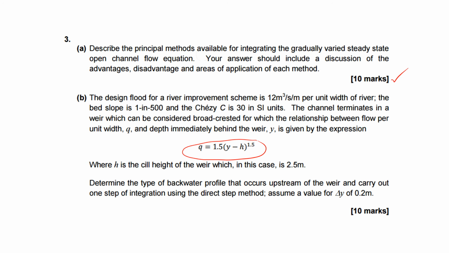and then the question goes on to say where H is the sill height of the weir, which in this case is 2.5, and it says determine the type of backwater profile that occurs upstream of the weir and carry out a one-step integration using the direct step method. In the question it also gives you a delta y of 0.2 meters. So it gives you a sill height and a relationship for q, and based on the parameters in the question, you have to do one step of the direct step method. So that's what we're going to do.